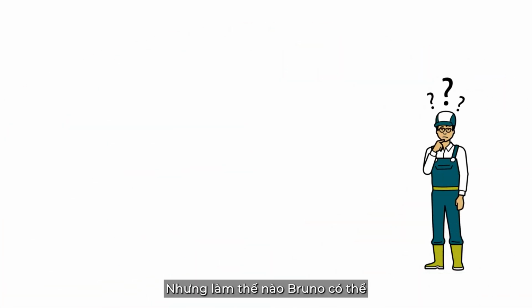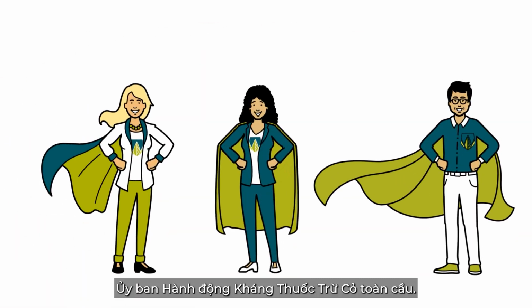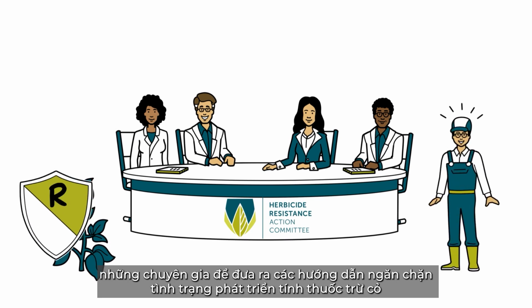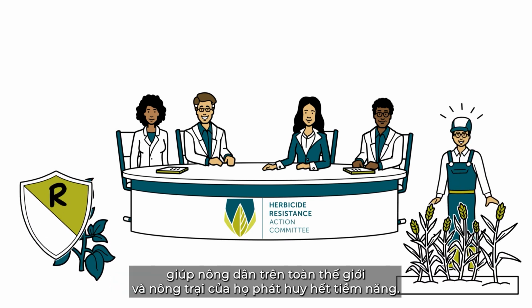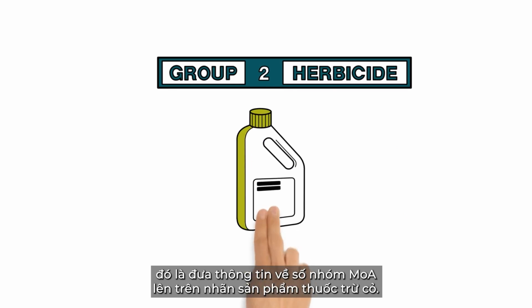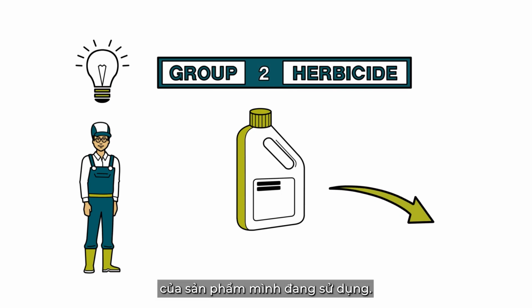But how can Bruno know what his herbicide's mode or modes of action is? That's where HRAC, the Global Herbicide Resistance Action Committee, comes in. Global HRAC unites experts to prevent herbicide resistance and help farmers and their crops around the world reach their full potential. One of the many ways Global HRAC helps is through the International Mode of Action Labeling System on herbicide bottles, which helps farmers like Bruno easily know their product's mode or modes of action.